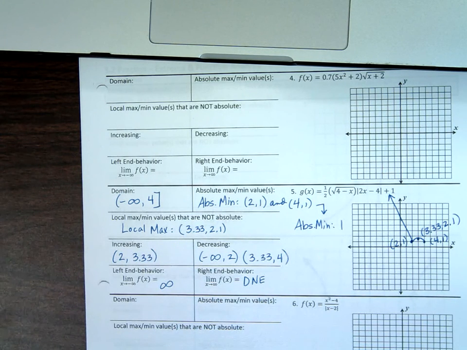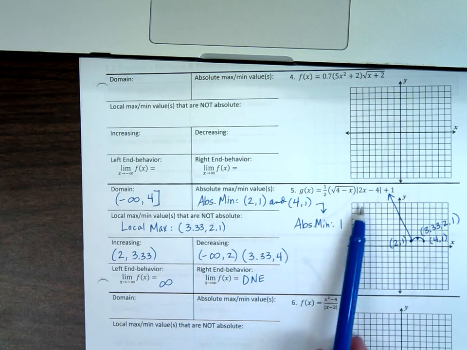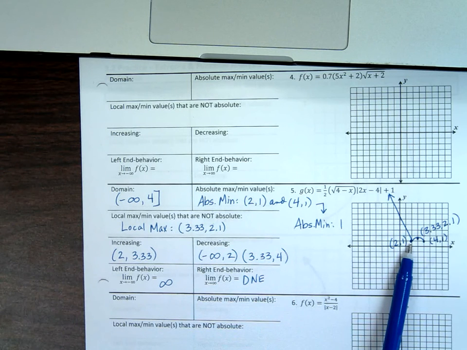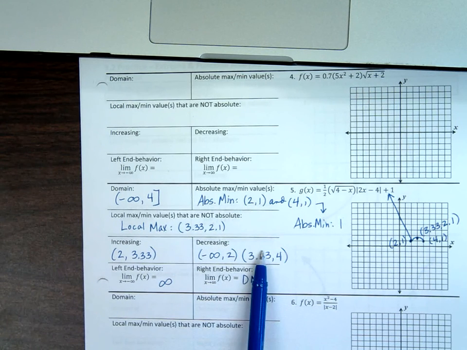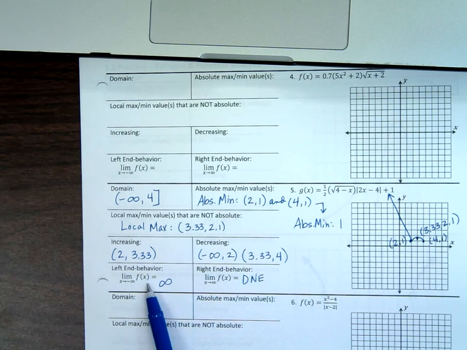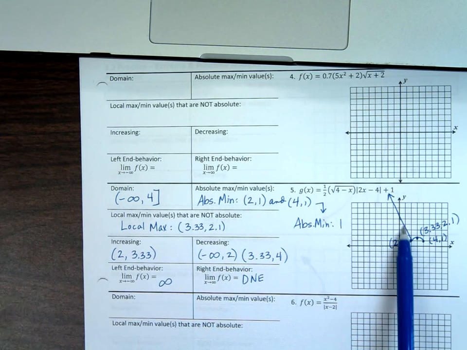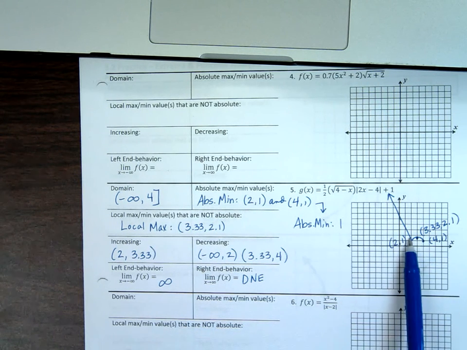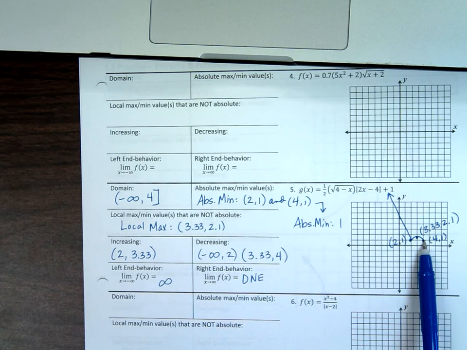It does have a local max, relative max. It's a hill in its little neighborhood here, but there are other y values that get bigger than it, so it's not an absolute. So at 3.33, 2.1, that's your local max. If I'm reading the graph, it decreases from negative infinity to 2, increases from 2 to 3.33, decreases from 3.33 to 4, and there's your increasing, decreasing. End behavior: if I go left, left goes to infinity. Right stops at 4, so it doesn't go anywhere else. It doesn't go to infinity, so that right end behavior does not exist.